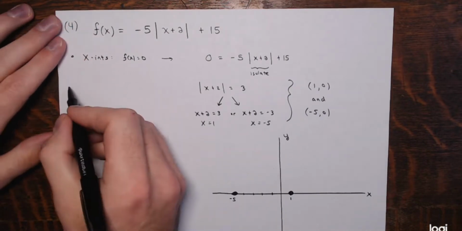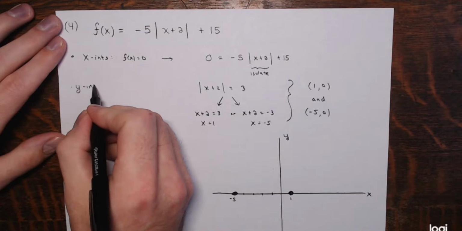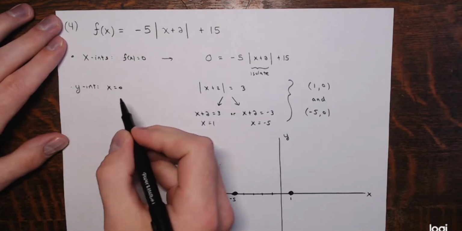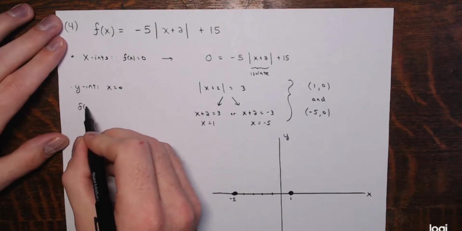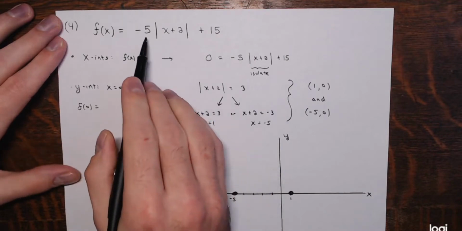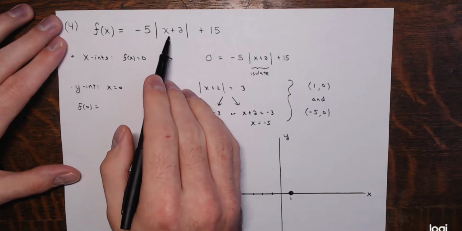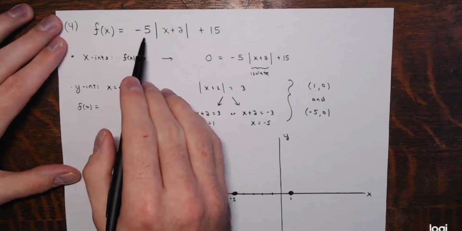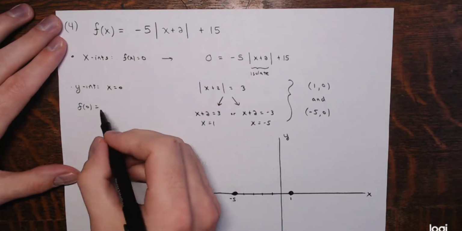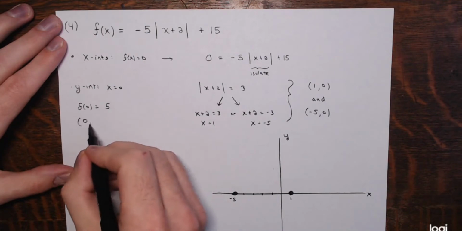Alright, then the y-intercept is a lot easier, right? Just replace x with 0, and you find f of 0, right? Well, that'd be -10, right? 0 plus 2 is 2. The absolute value of 2 is 2. -5 times 2 is -10. Plus 15 is 5. So (0, 5).